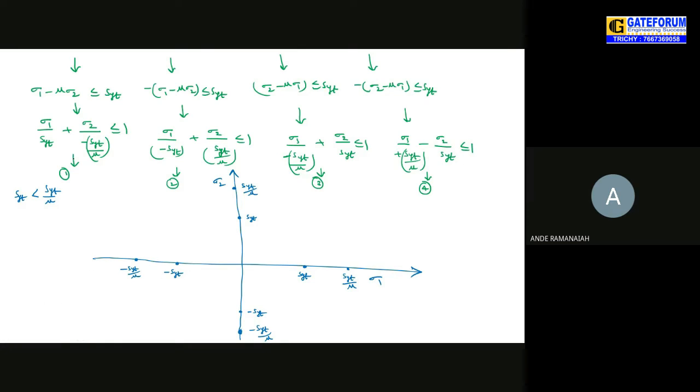Now I'll plot it using these equations. The first one is sigma 1 by SYT, this one, and sigma 2 by minus SYT, this one. This one is your equation 1. Now the second one is sigma 1 is minus SYT, this one, and sigma 2 is plus SYT by mu. Sigma 2 is plus, yeah, this one.